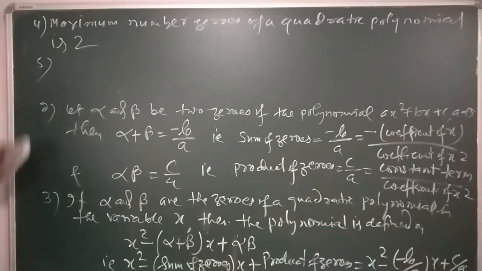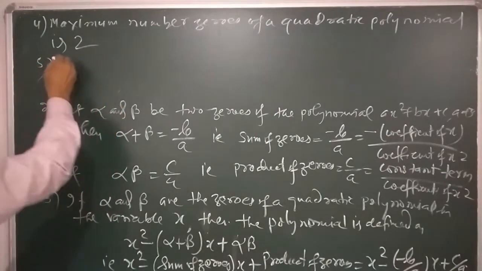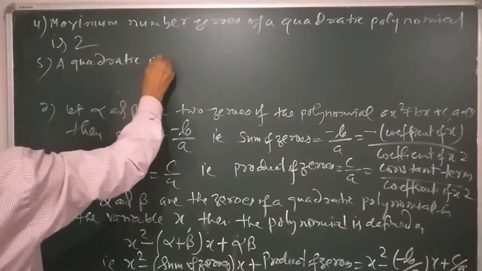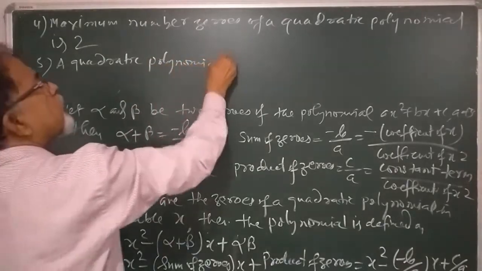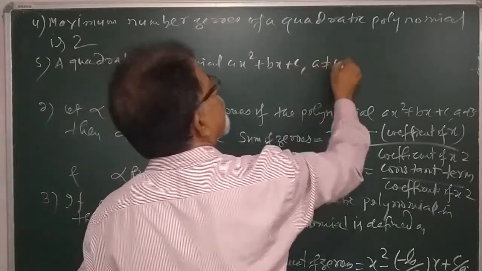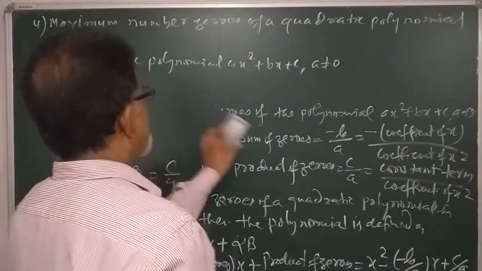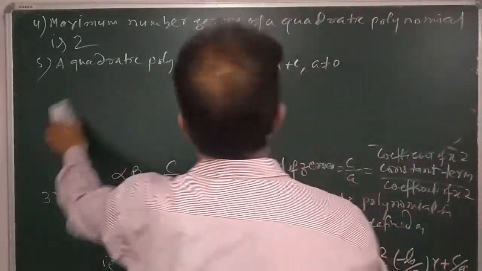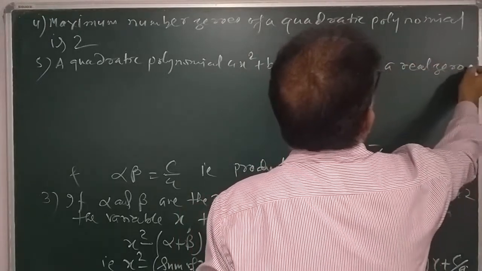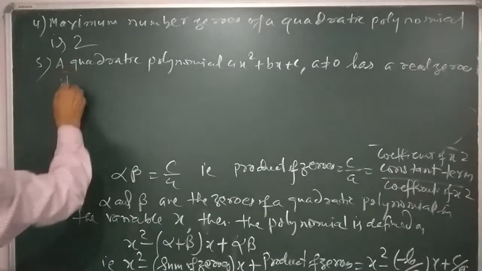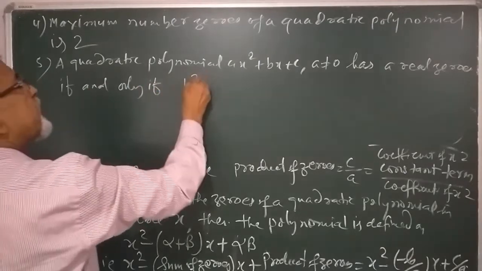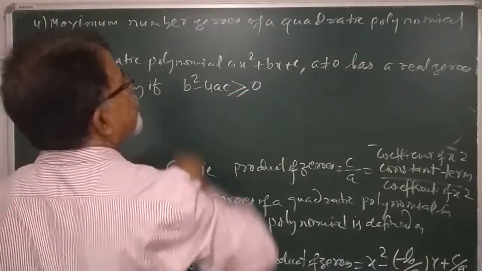5. A quadratic polynomial ax square plus bx plus c, where a is not equal to 0, has a real 0 if and only if b square minus 4ac is greater than or equal to 0.